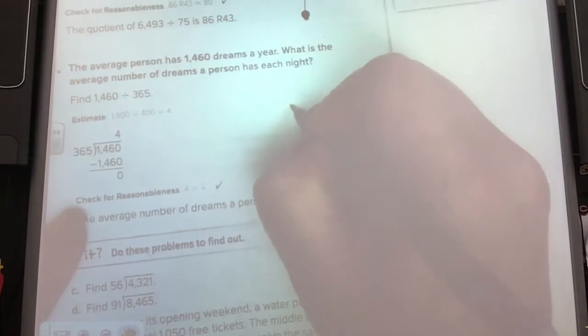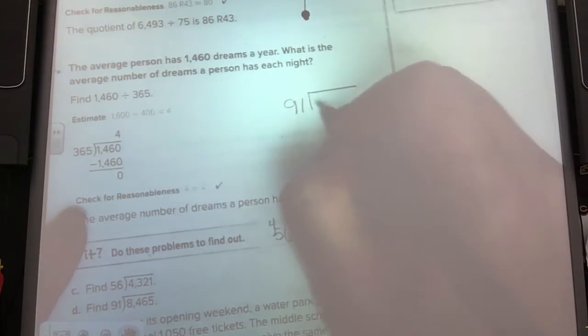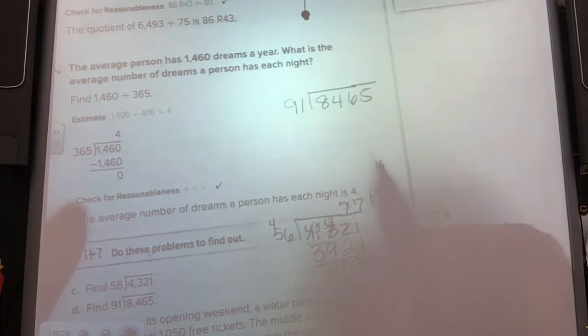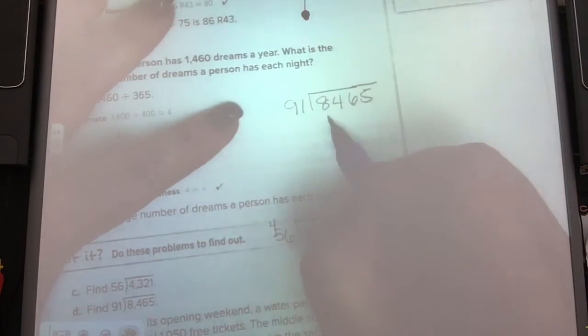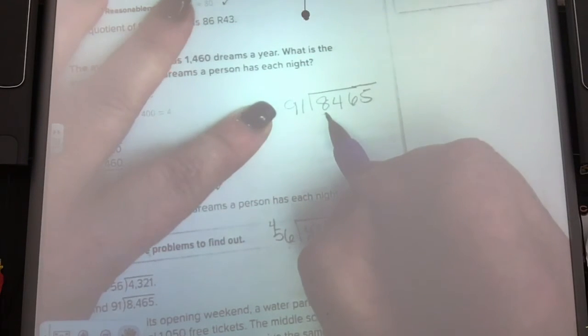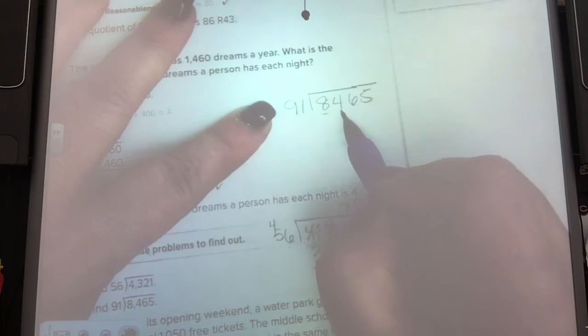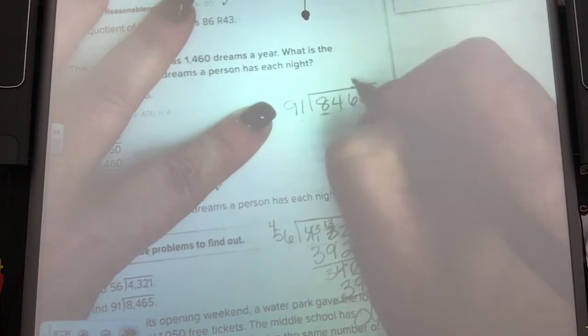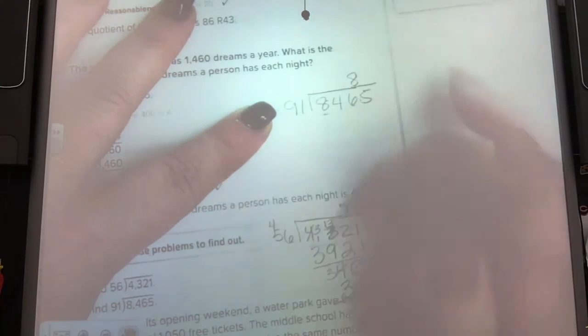I'm going to put the next one up here, 91 divided by 8465. All right. Ooh, this is going to be a hard one too. 91 and 8. 8 things I can't share with 91 friends. 84 things I can't share with 91 friends. 846 I can. This is close to 100, so I'm going to guess 8. I could be off, but I'm going to guess.